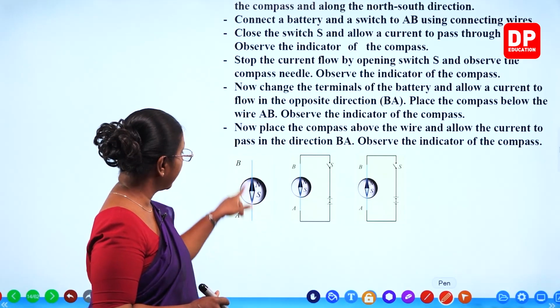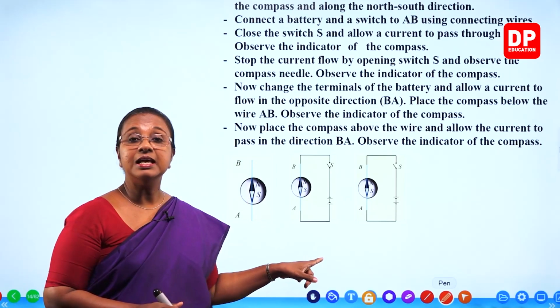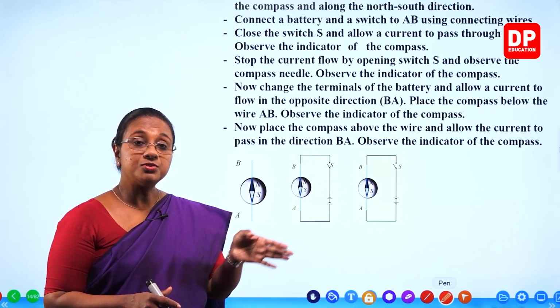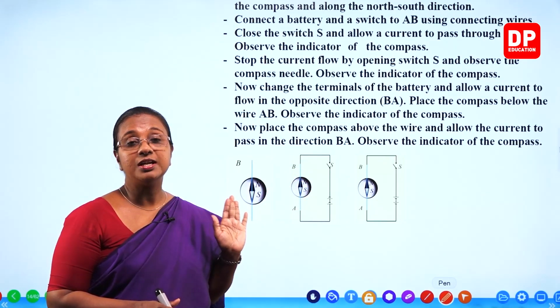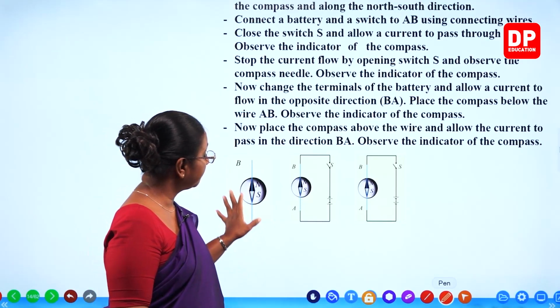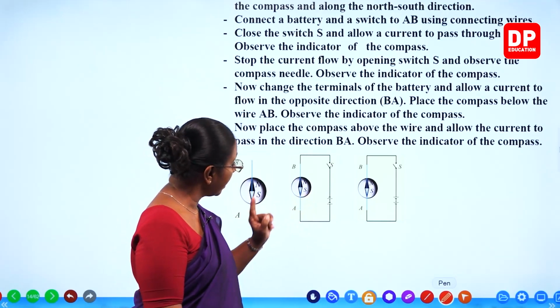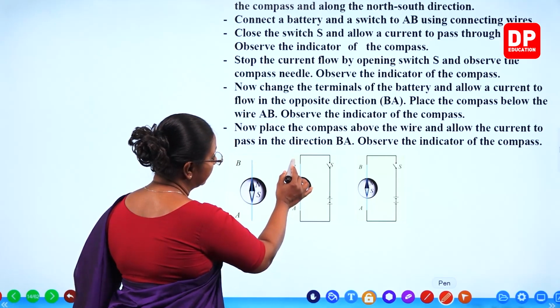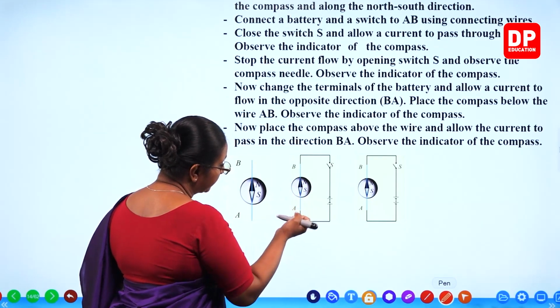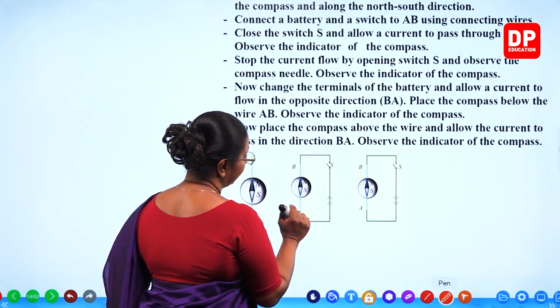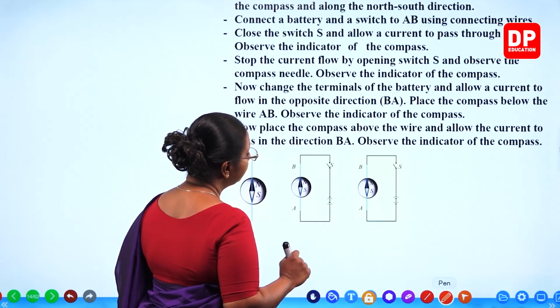And on top of that, you can place the conductor AB. Is that clear? So AB also will be in the north-south direction. Thereafter, what we do is we connect the circuit like this. Now here you can see the AB conductor is there. The compass is below the conductor. Then we connect it using the connecting wires, the switch and the batteries.